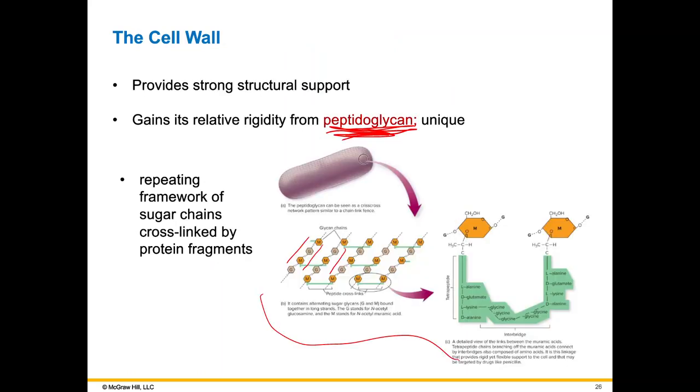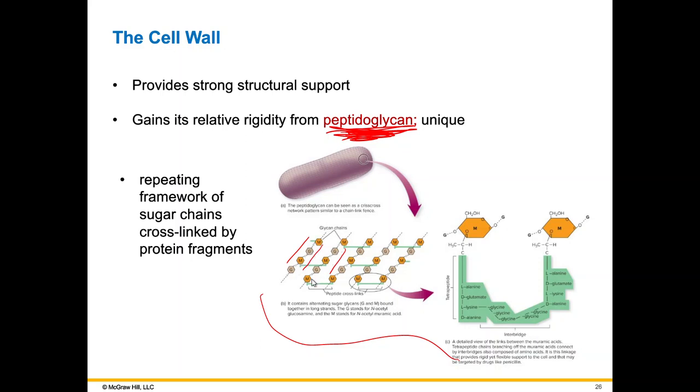The cell wall is made up largely of peptidoglycan in most bacteria cells, and that's very important, hence why I have it all in red and underlined. And peptidoglycan is a repeating framework of sugar chains cross-linked by protein fragments. So I don't expect you to memorize all of this biochemistry, but I do want you to just stick with me here so I can show you what this means. So the glycans are sugars. Sugar chains are the glycans, which are M and G. So you can see they are literally linked together.